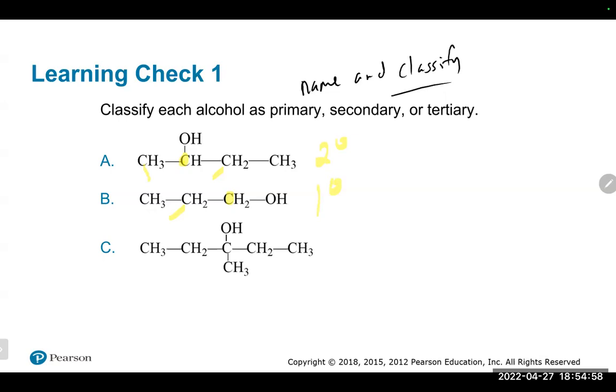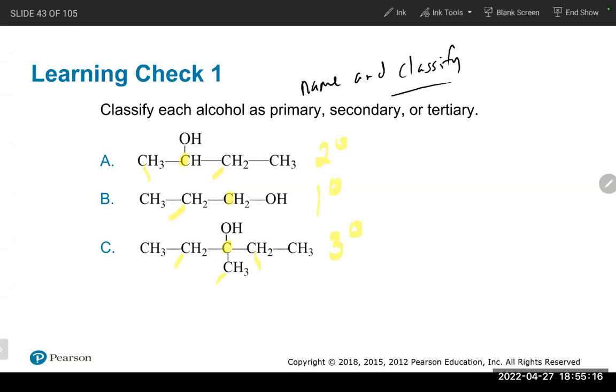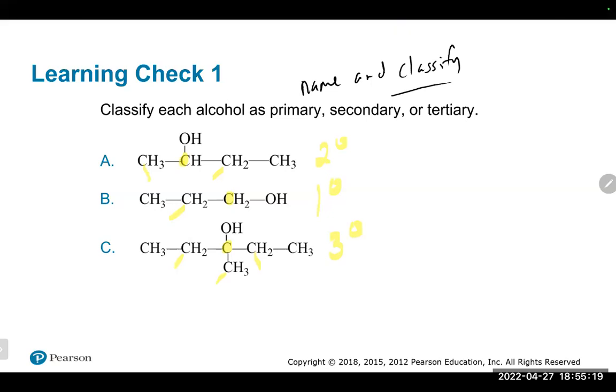And lastly, looking at the carbon here, which is directly attached to the O, we see 1, 2, and 3 carbons directly attached to it, which would mean it is a tertiary carbon, or tertiary alcohol. Any questions first off on the classification part? Now that we have the classification part down, we're just going to name them.